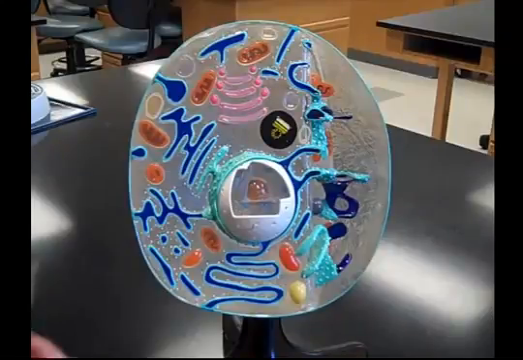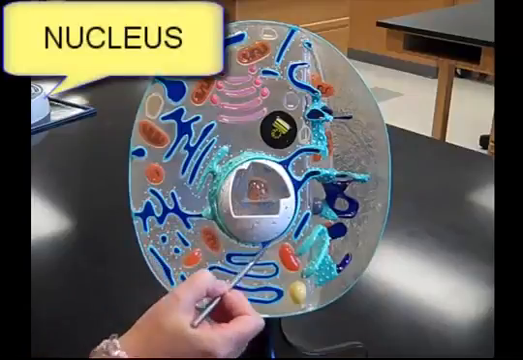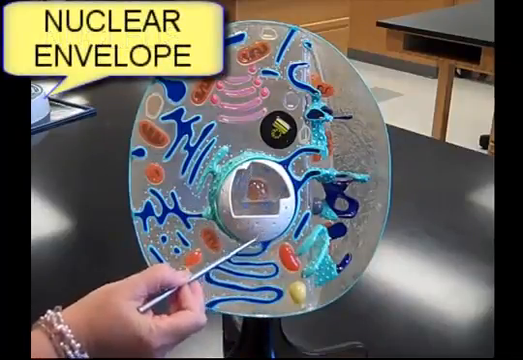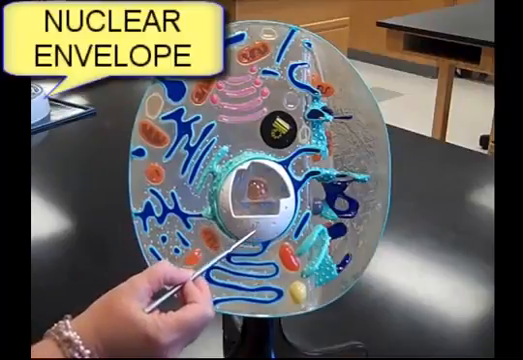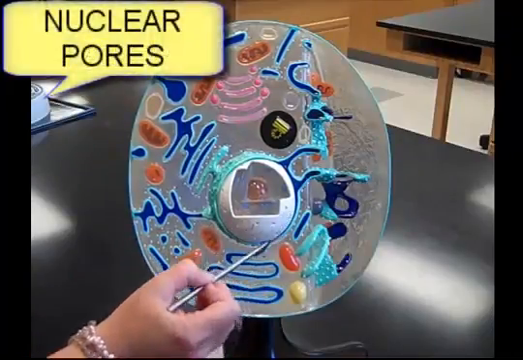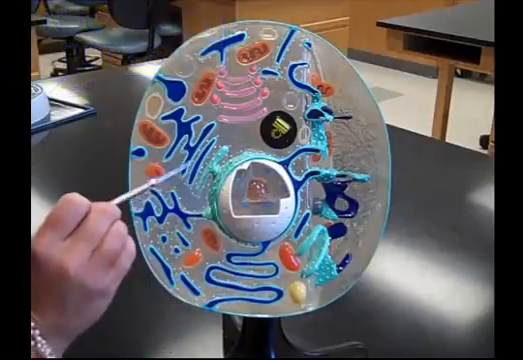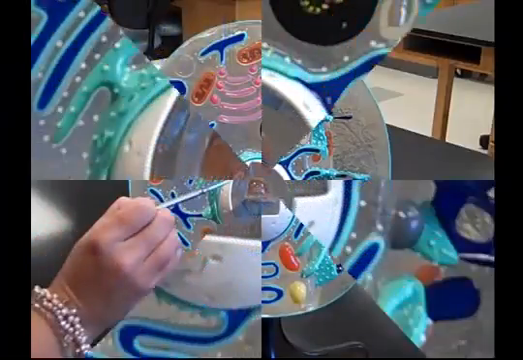Centrally located in the cell is the nucleus. This entire white structure is the nucleus. It's defined by the nuclear envelope. Nuclear envelope is the white portion with the nuclear pores, or the holes in it. Looks a little bit like a golf ball. Inside the nuclear membrane, we have a couple of things.